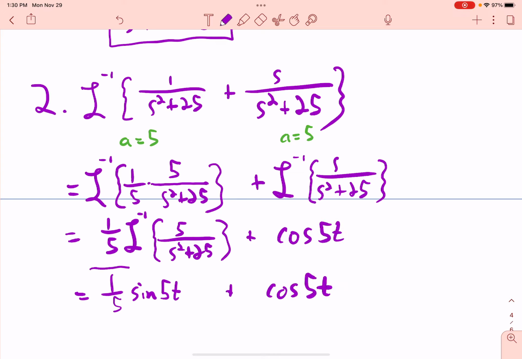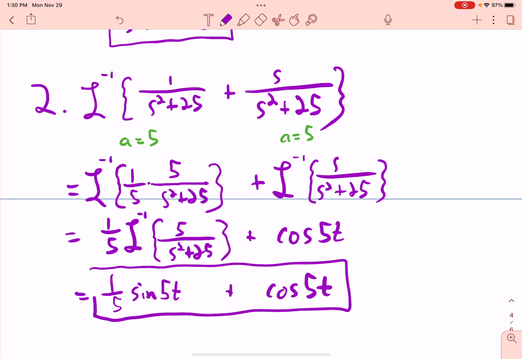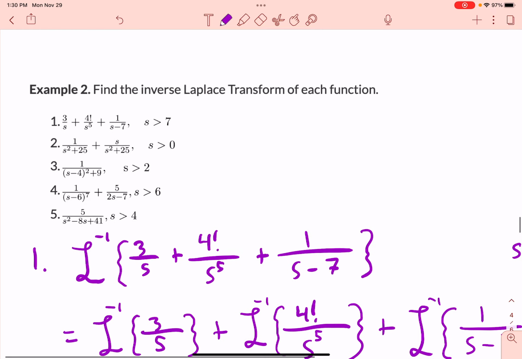And just copy down to our final answer here. There we go. That is the answer to number 2: 1/5 sine 5t plus cosine 5t. Okay, that takes care of problem 2. Let's take a look at problem 3. Problem 3: 1 over (s minus 4) squared plus 9, where s is bigger than or equal to 2.